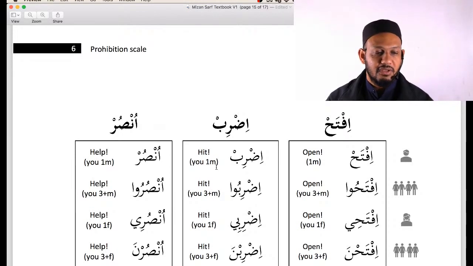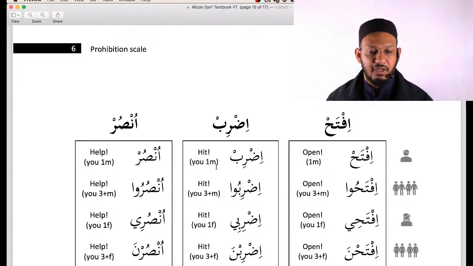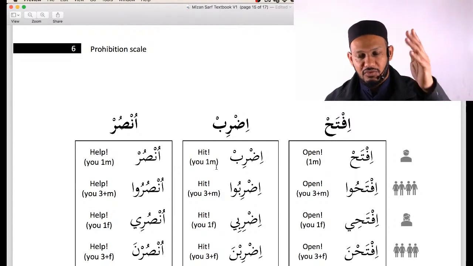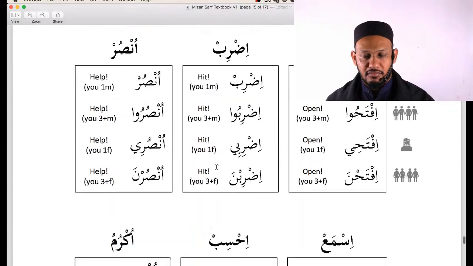Unsur. Bismillah, practice with me. Unsur. Unsuru. Unsuri. Unsurna. All together. Again. Translation: unsur, you one male help. Unsuru, you many males or mixed group help. Unsuri, you one female help. Unsurna, you many females help. Next one.